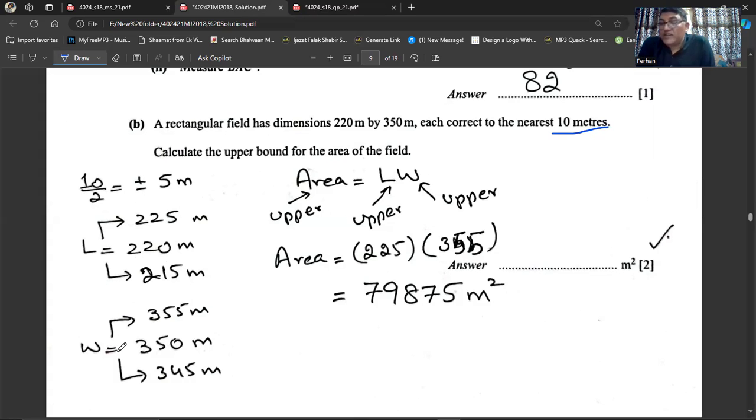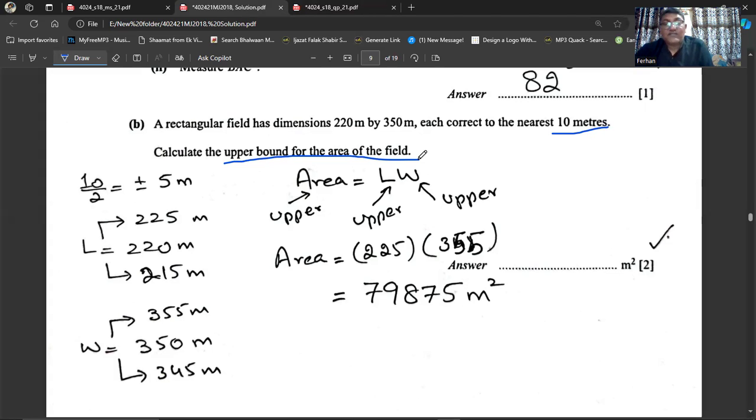Its upper bound will be 355 meters and its lower bound will be 345 meters. Now they want me to calculate the upper bound for the area of the field. The area is equal to length multiplied by width. Because you want the upper bound of the area, the length's upper value should be taken and the width's upper value should be taken. So the area will be equal to 225 meters multiplied by 355 meters.